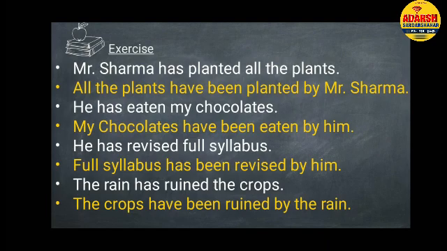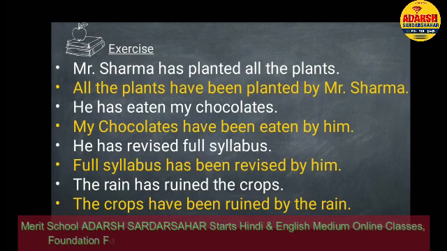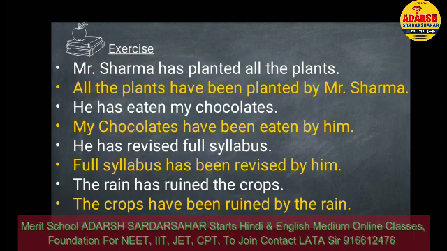Then let's go towards our next step, which is put by before our subject. So here our subject is Mr. Sharma, so we put by before Mr. Sharma. Now fifth step, put the correct helping verb. So here all the plants is plural, so that's why we use here have been.